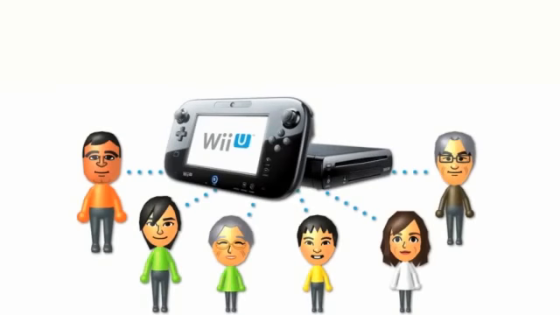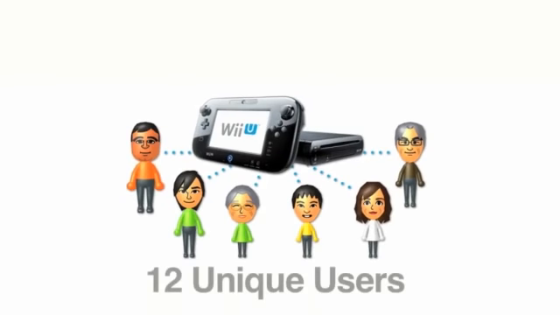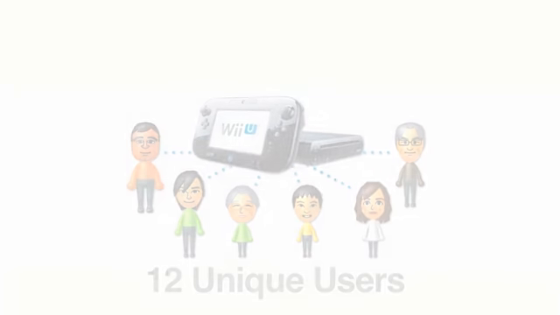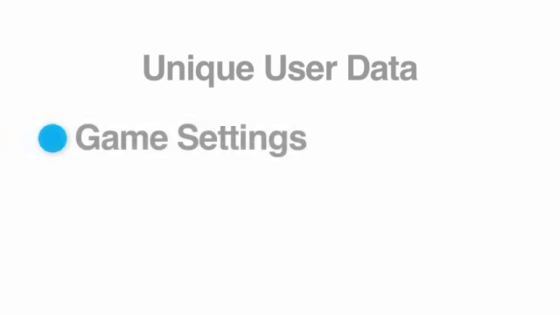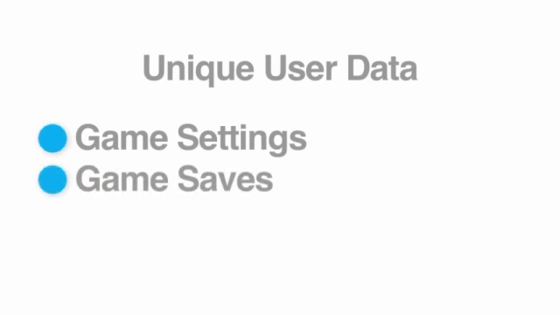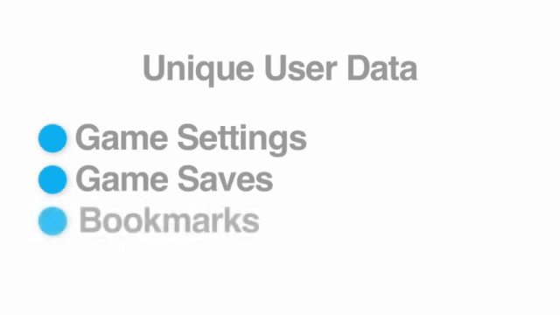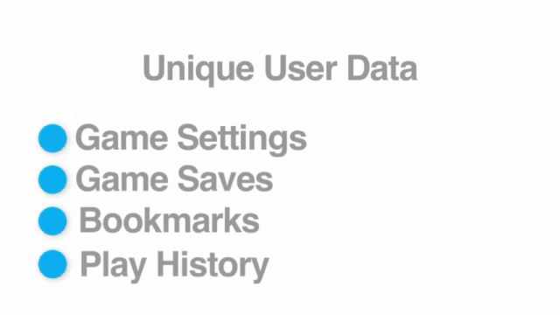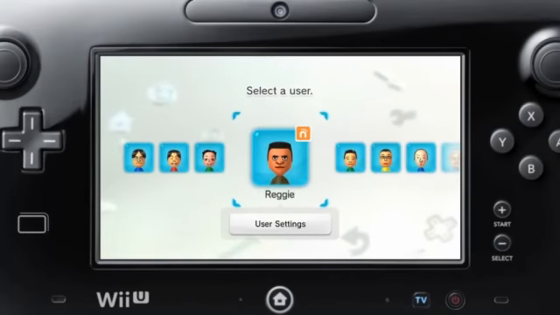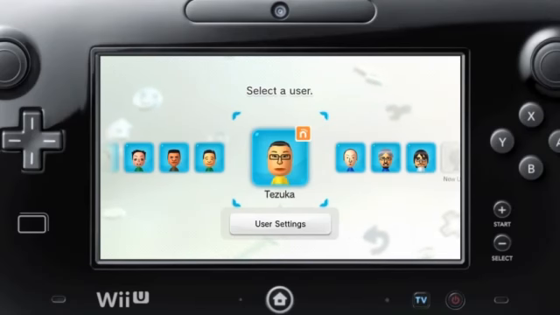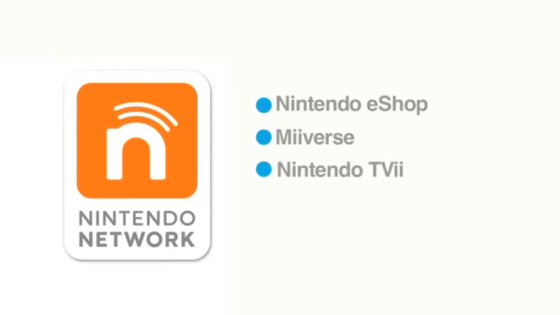Everyone who will be playing on Wii U will want their own personal account. We call these users. You can have up to 12 unique users on a single Wii U system, and each user will be represented by a different Mii character. The Wii U built-in applications and Wii U games can save data and settings specific to each individual user. Bookmarks on the internet browser can be managed by each user, and play history will be recorded per user as well. Once you've set up your user accounts, you'll choose your own Mii each time you start up the Wii U system.